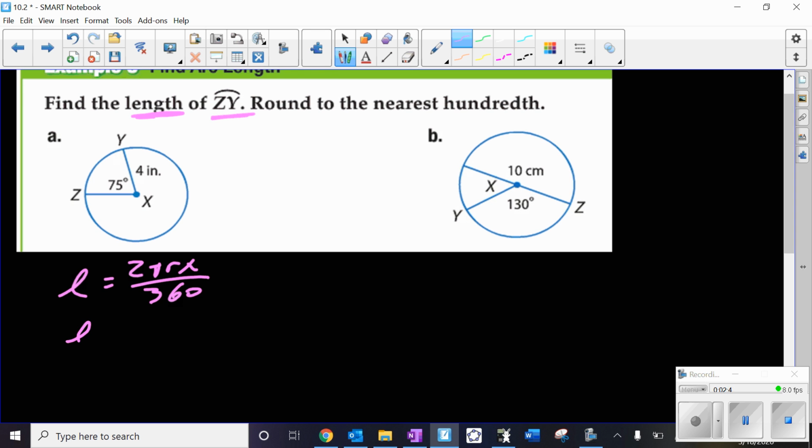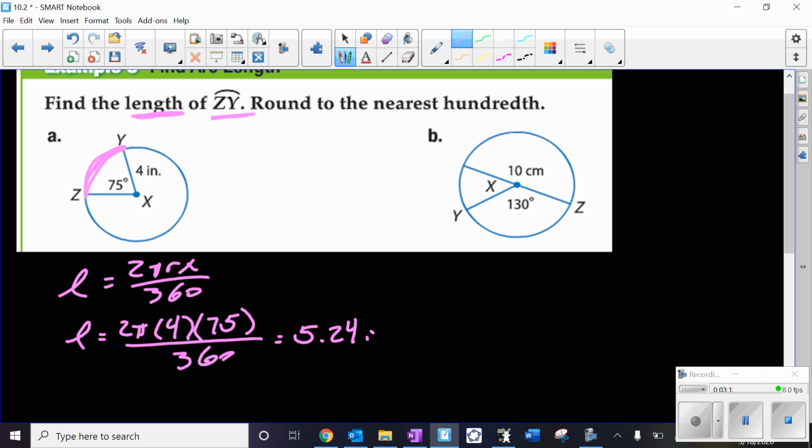So now I can plug stuff in. L equals 2 pi. My r is my radius, which in this case is 4. x is the degree that's associated with arc YZ. I know it has the same measure as the central angle, so I am going to use 75, and then divide it by 360. If you plug that all in, you're going to get an arc length of 5.24 inches. And make sure you use your label because it's something that we can measure.